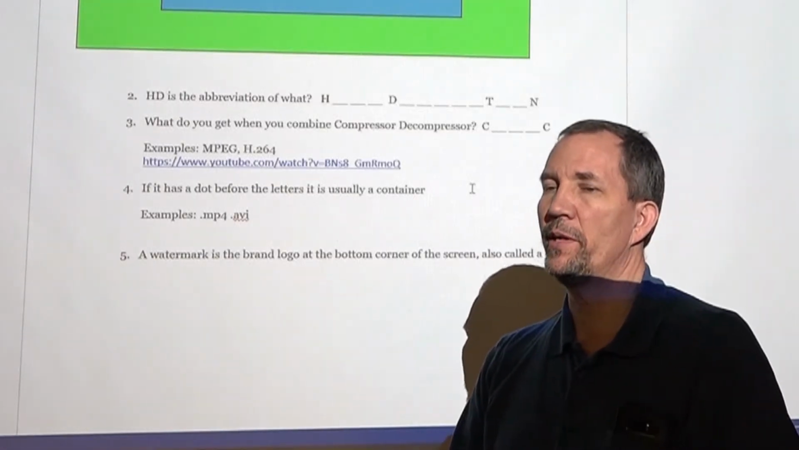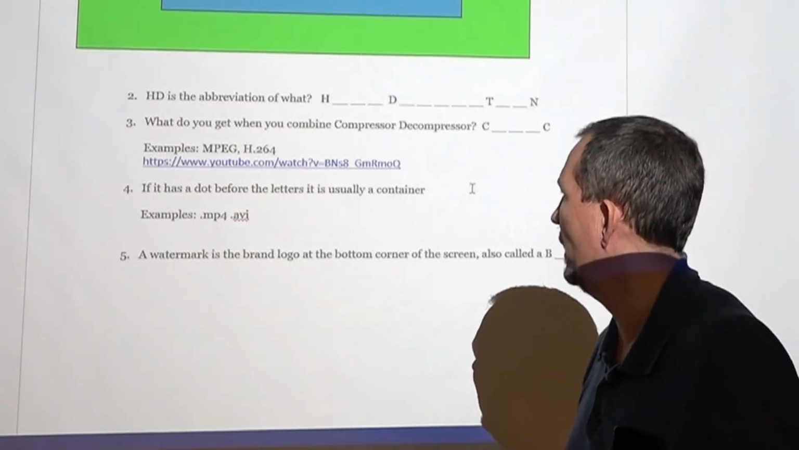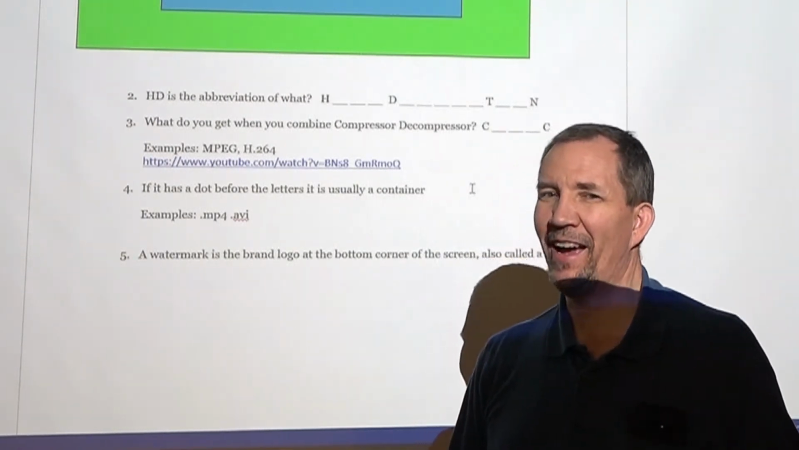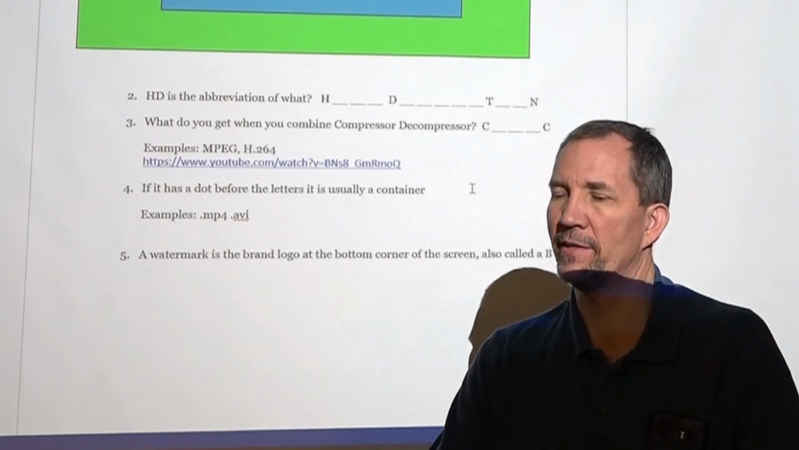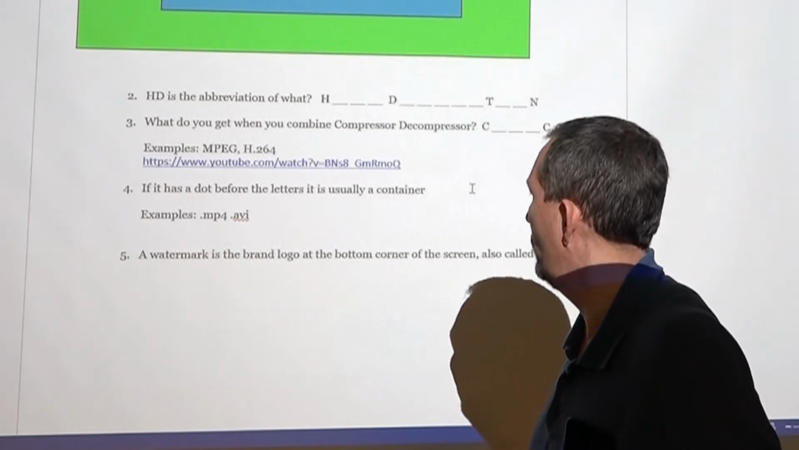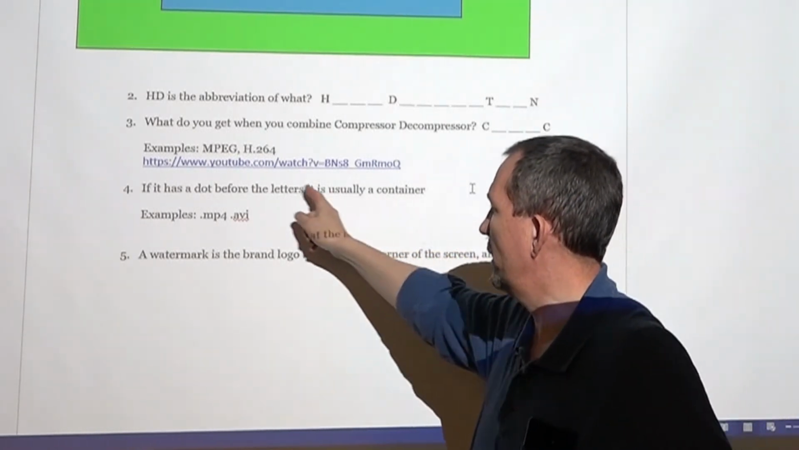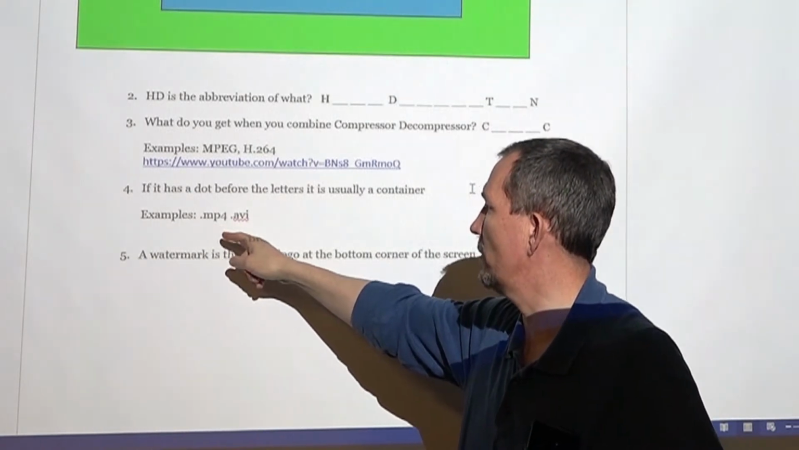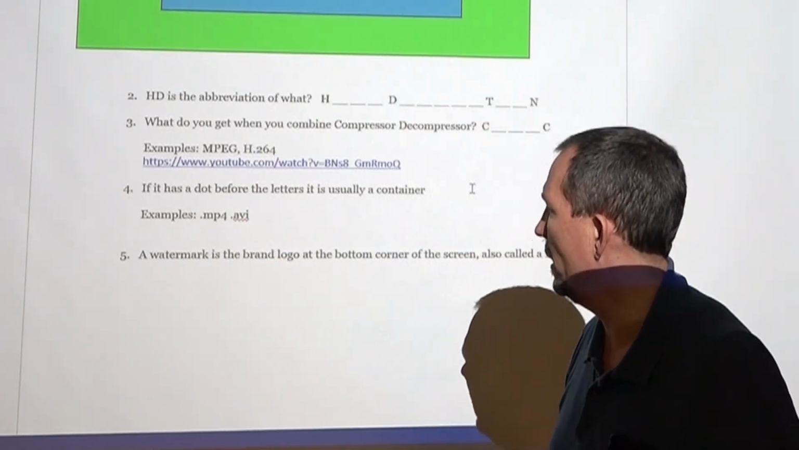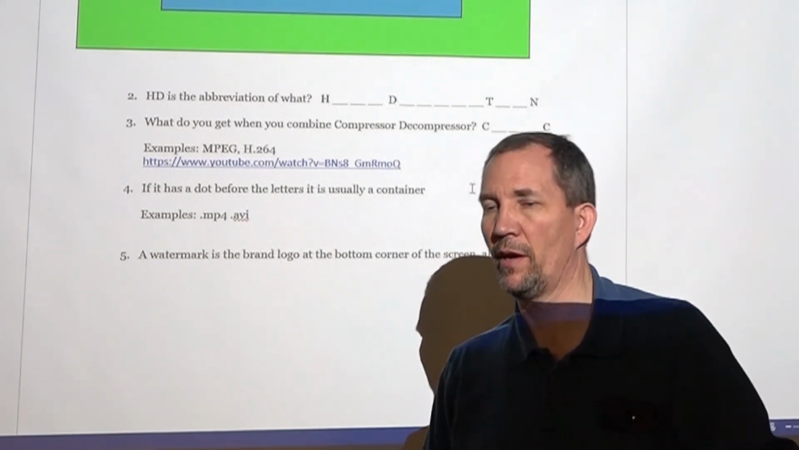Alright, they want you to know the difference between a compressor, decompressor, a codec, and a container. And this is pretty high tech. I kind of wonder why we teach this in TV Broadcast 1. But what I want you to know is that a container, being different than a codec, usually starts with a dot. .mp4, .avi, those are some examples, okay?